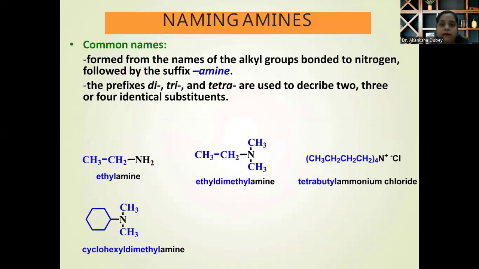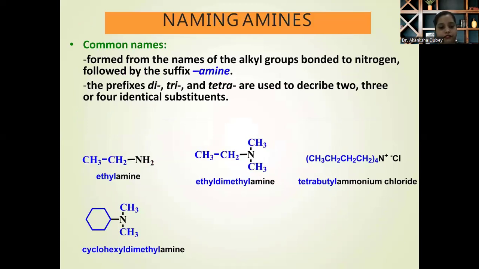Moving further to the naming of amines, first we'll start with common names. Here we can see that the name is formed by the names of the alkyl groups that are attached or bonded to the nitrogen atom, followed by the suffix amine. And similarly, di, tri, tetra prefixes can be used to indicate the number of substituents attached here.